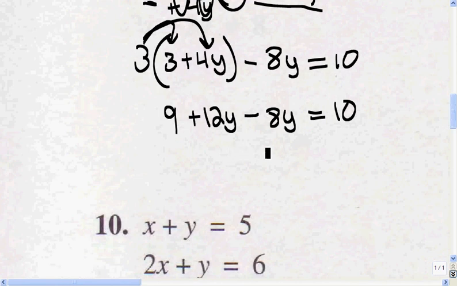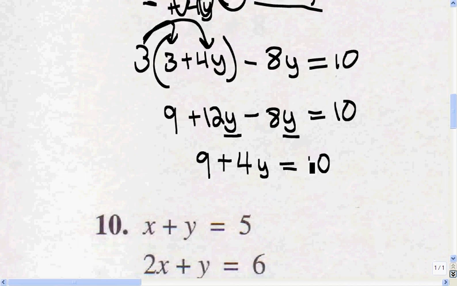Now I'm going to combine like terms on both sides of the equation. So 9, and since these y's are the same, I could combine the 12 and the 8. 12 minus 8 is 4, and since the bigger number is positive, I know the 4 is going to be positive, so I get 4y equals 10. And then my goal is to get y by itself, right, to isolate the variable.